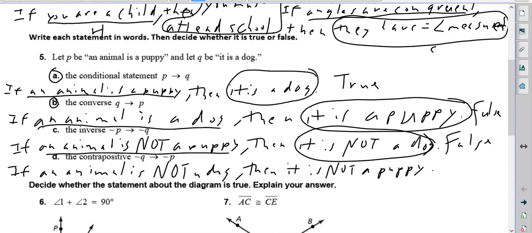So let's think about that one. Not a dog, not a puppy. Does that make sense? Well, that one's going to end up being true. So let's think about it. If it's not a dog, you might go, well, what if it's a puppy? Well, a puppy is a dog. It's a younger dog. So that doesn't work. If it's not a dog, let's say a cat, well, then it's not a puppy. If it's not a dog, horse, not a puppy. So that would be true.